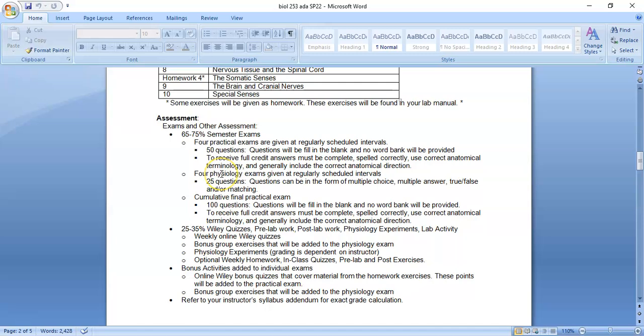You'll have 4 physiology exams. These exams for me will be multiple choice exams. So you'll have questions specifically related to physiology that we talked about in the lecture videos, and you'll have 25 multiple choice questions. For the anatomy test, I usually give you 60 minutes to take that, and for the physiology test, I give you 35 minutes to take.